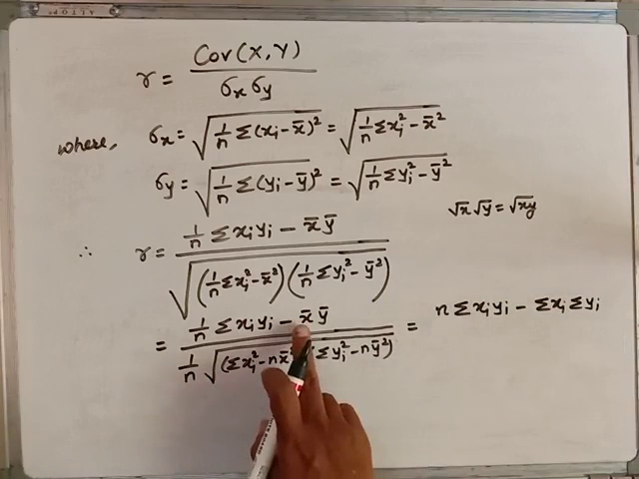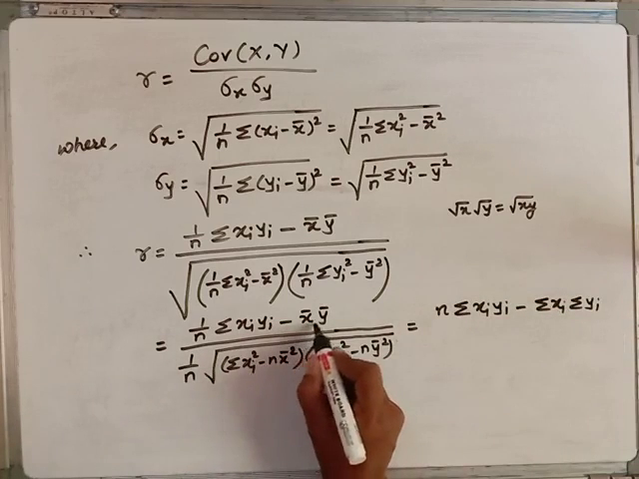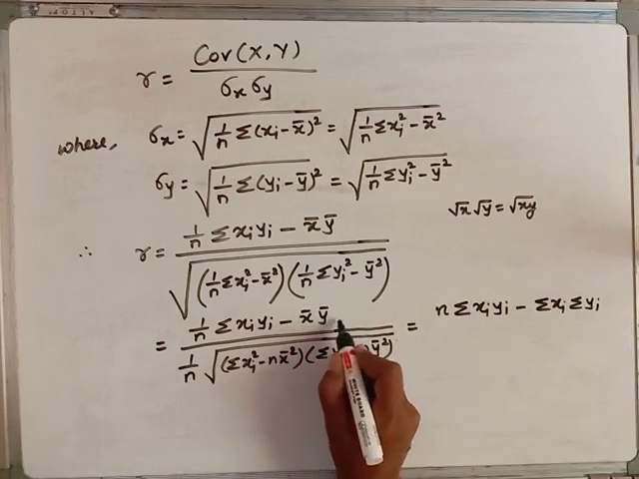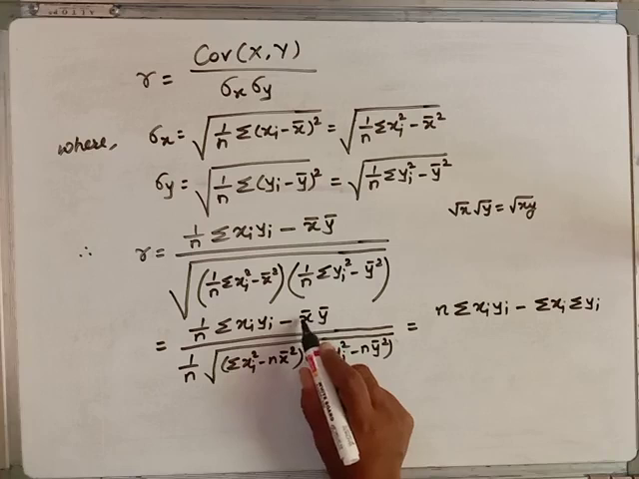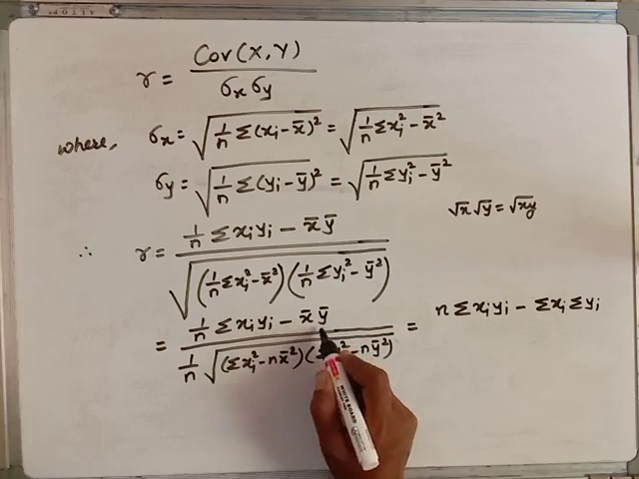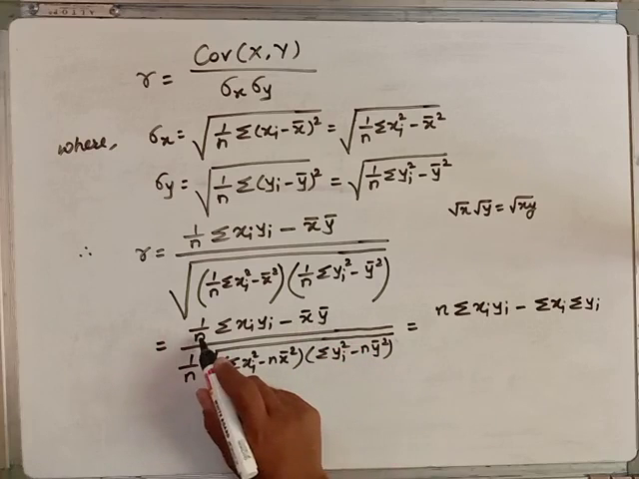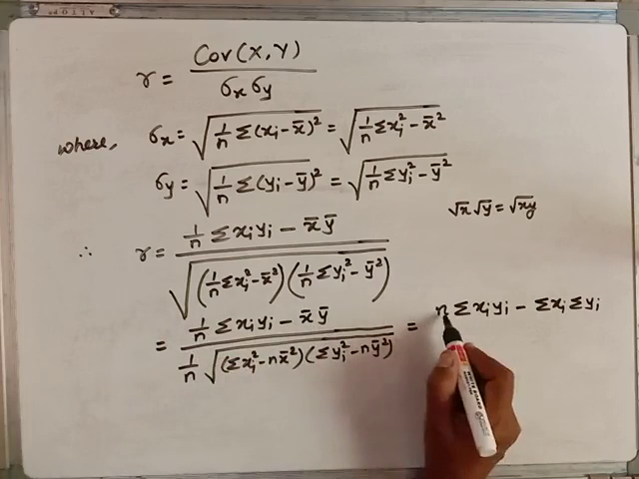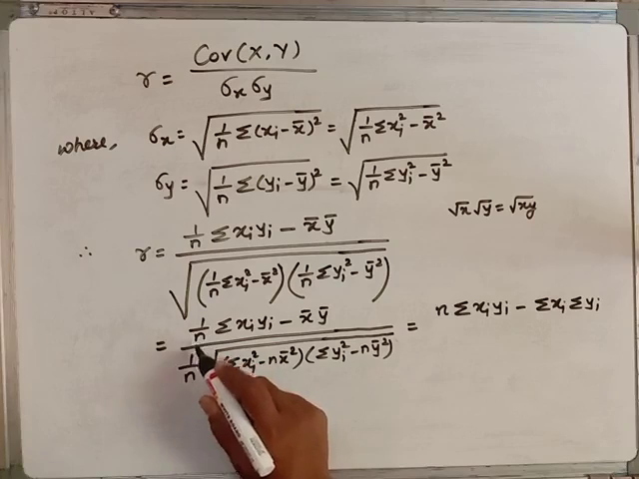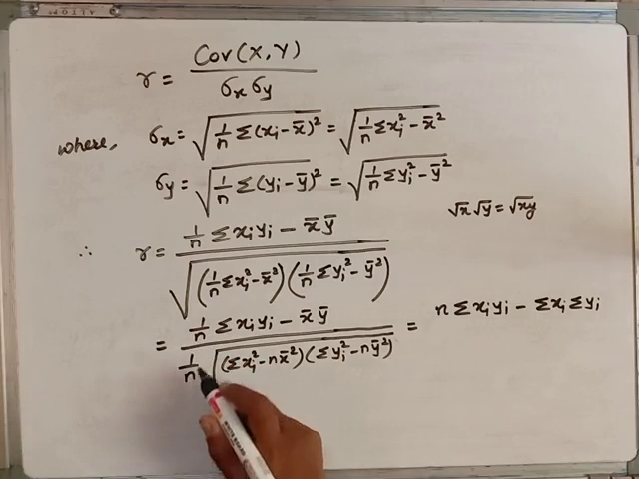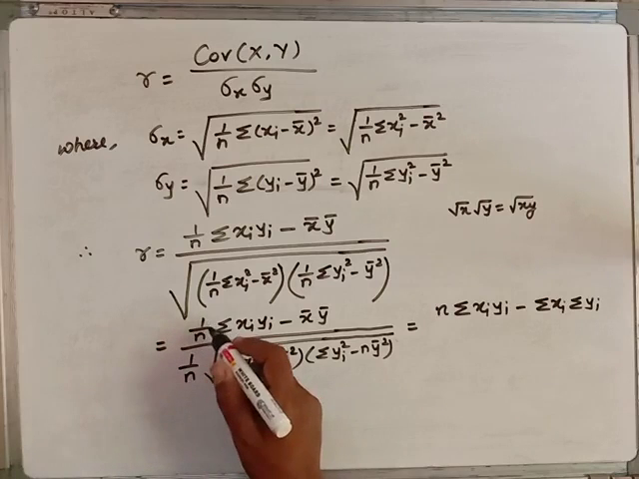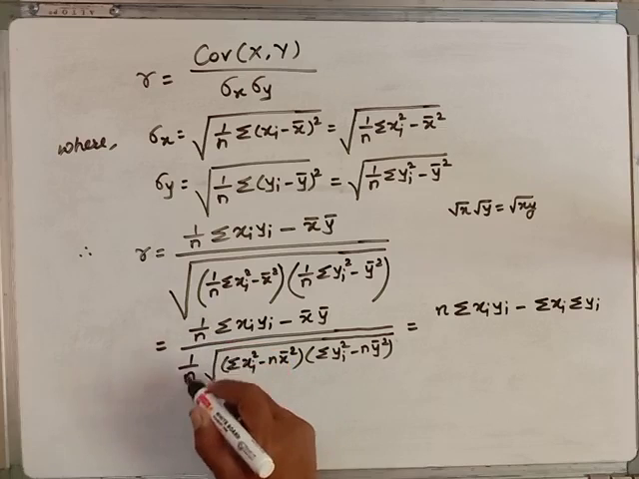What I had done here: upon n will be there, here also upon n will be there, it will become n square. So summation xi upon n, summation yi upon n, it will become n square. And here also I have adjusted n square, which can be done by multiplying and dividing by n. Here 1 upon n, here 1 upon n square, so one of the n gets cancelled.